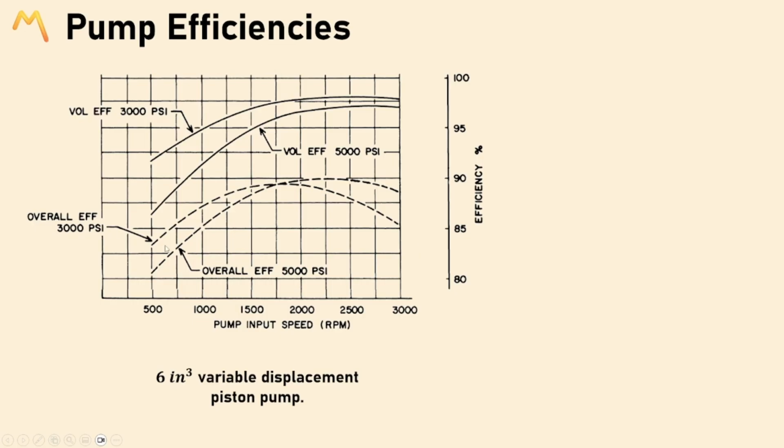For our 3,000 psi curve, that is this dashed line here, we note that the most efficient the pump can be, at around 89%, is at about 1,700 RPM. However, when we increase the pressure to 5,000 psi, our efficiency actually goes up to 90%, but now we have to run it at close to 2,200 or 2,300 RPM to reach that peak efficiency.